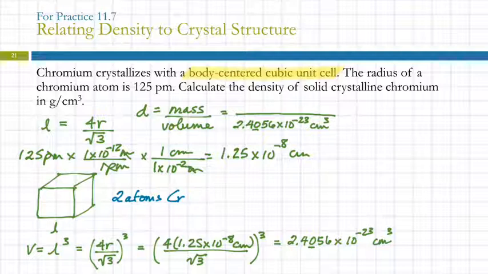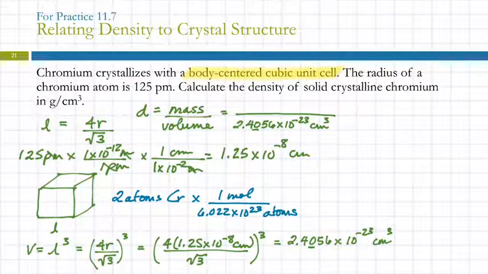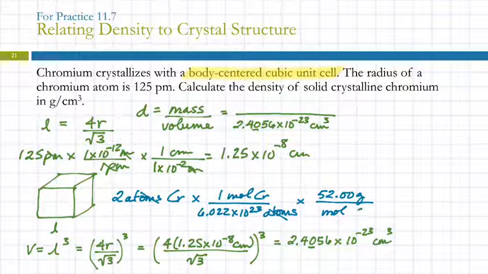Well, on the periodic table, I can see that one chromium atom weighs 52 atomic mass units. But I need grams. That also gives me the number of grams per mole. But I have atoms. I need to convert atoms to moles using Avogadro's number. So there's 6.022 times 10 to the 23rd atoms per mole of chromium. So the unit atoms cancels out. Per mole of chromium. And then from the periodic table, I see it's 52.00 grams per mole of chromium.